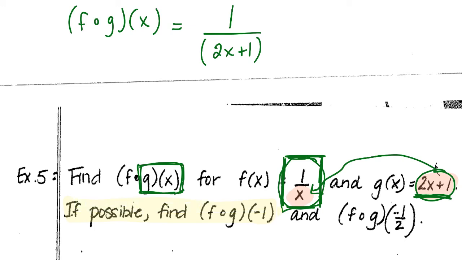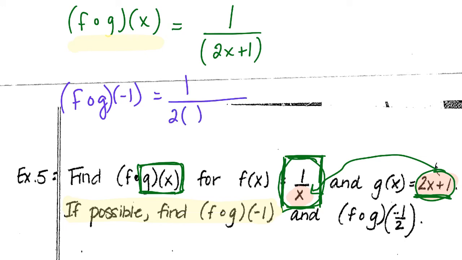Now they tell us, if possible, find f of g of negative 1. Well, I've already solved for f of g of x right here, right? So now all I have to do is put in one number. Now that I have my blueprint, I know that f of g of negative 1, instead of putting in x, what am I going to put in? Good, I'm just going to put in negative 1 instead of putting in the x. I'm going to use that blueprint of f of g. The only time I would switch it is if they switched it.